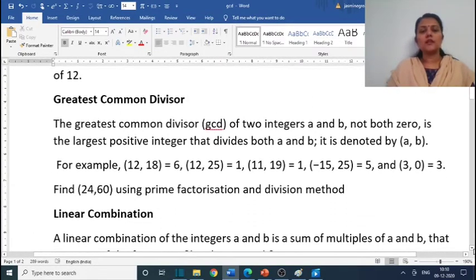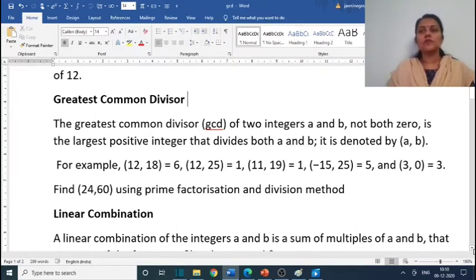The greatest common divisor of two integers A and B, not both 0, is the largest positive integer that divides both A and B. It is denoted by GCD in parentheses, A comma B. For example, the GCD of 12 and 18: the common divisors are 1, 2, 3 and 6, and the greatest common divisor is 6.